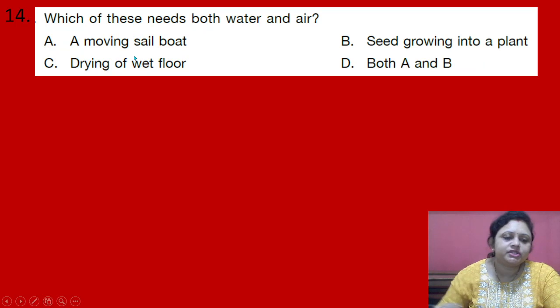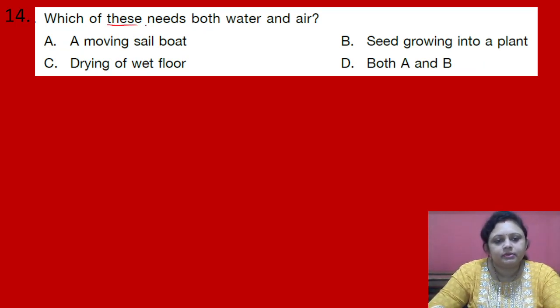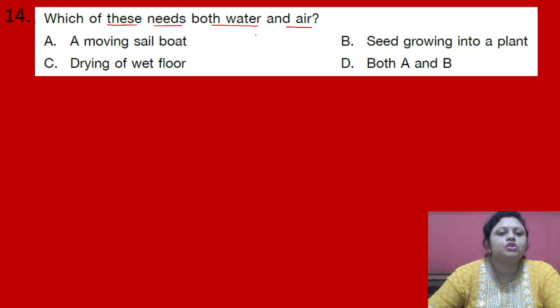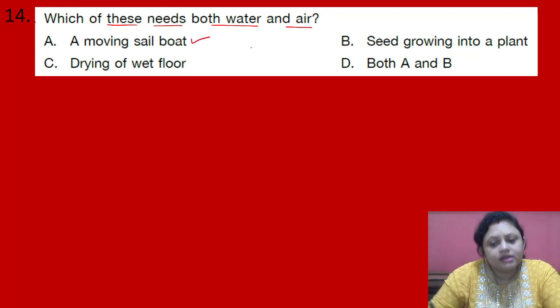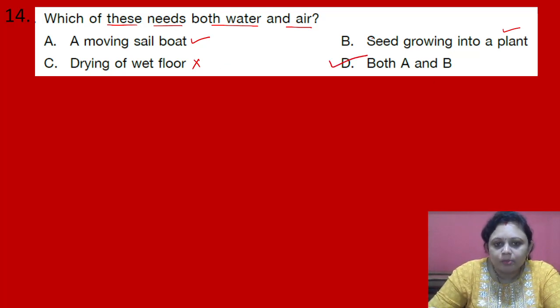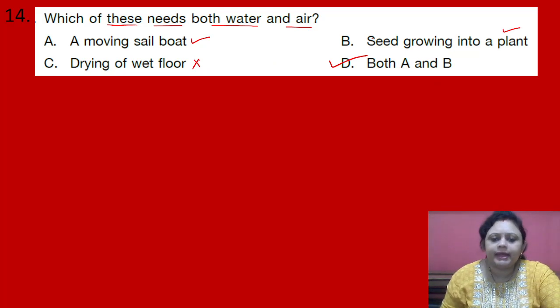Coming to the next question, which of these needs both water and air? Options are A, a moving sailboat, B, seed growing into a plant, C, drying of wet floor, D, both A and B. So a moving sailboat needs both water and air. Also a seed growing into a plant needs water and air. Drying of a wet floor needs only air. It does not need water. So the correct answer is option D, that is both A and B.